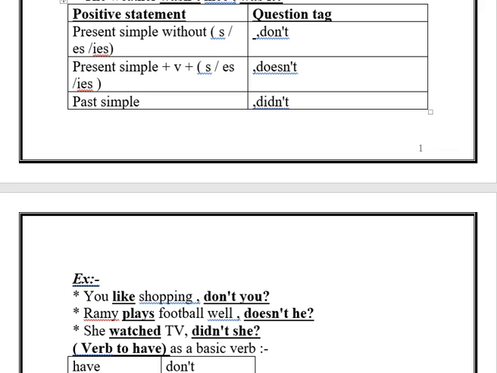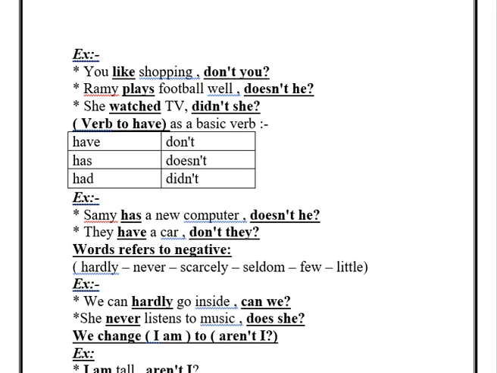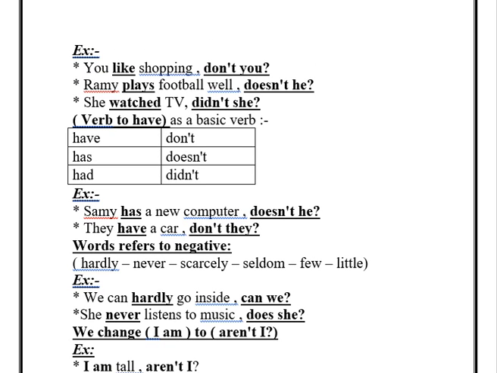This is for the case where we don't have an auxiliary verb. For example, you like shopping. So what is the tense of this sentence? It's present simple, without any additions. So we will put don't you: you like shopping, don't you?